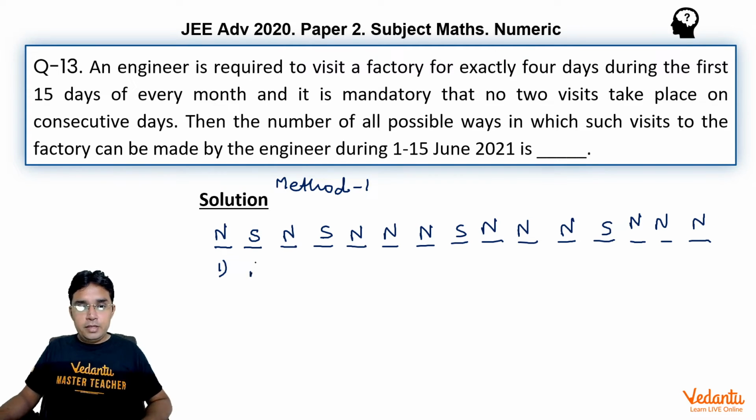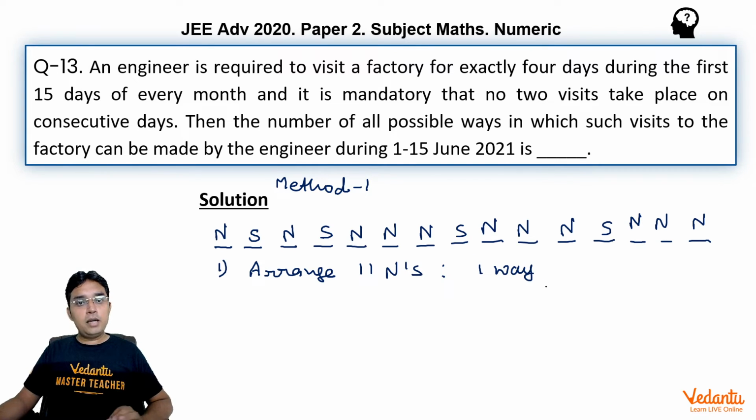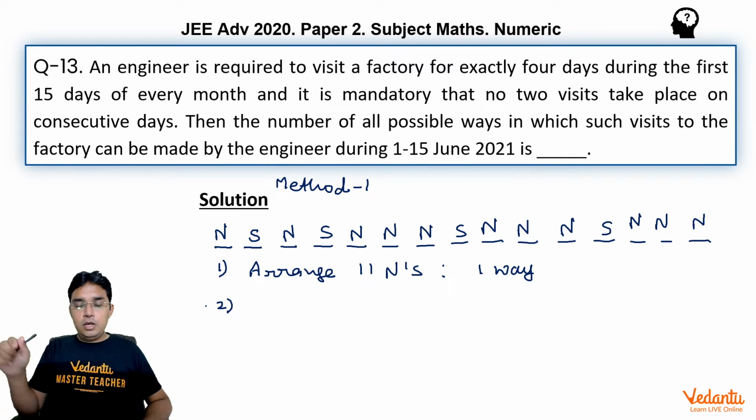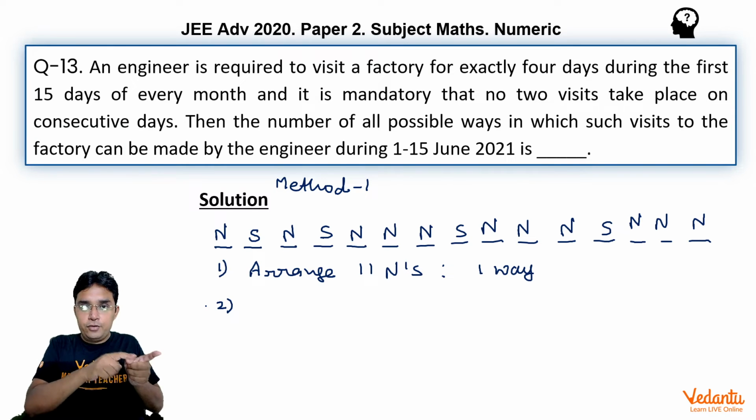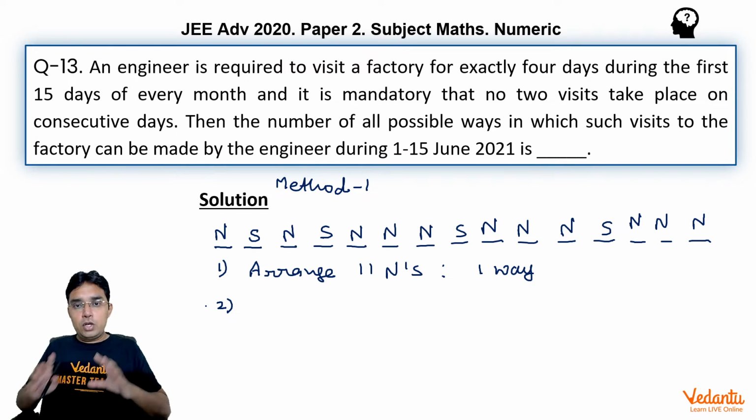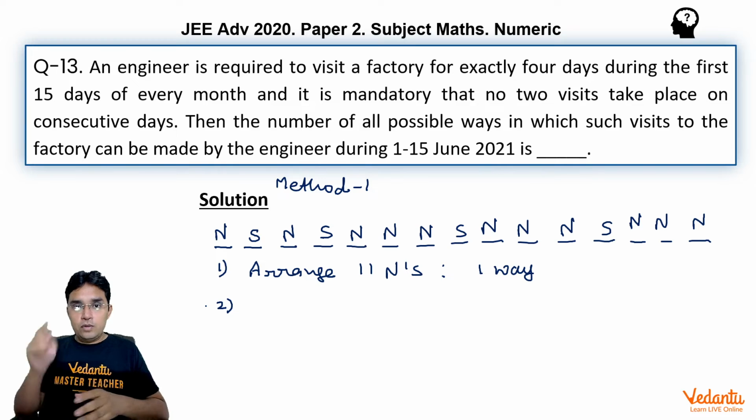Number 1, arrange 11 N's, and these will be arranged in only one way because all N are identical. Then if you arrange 11 N, you have 10 gaps in between and you have one gap on the left, one gap on the right. So there are total 12 gaps on which if we put any one of the S, we will make sure that no two S are consecutive.